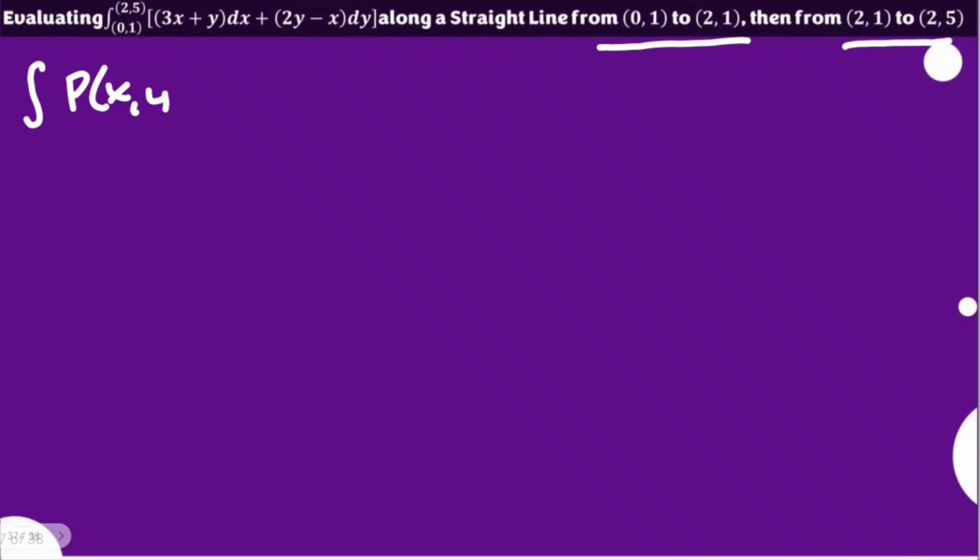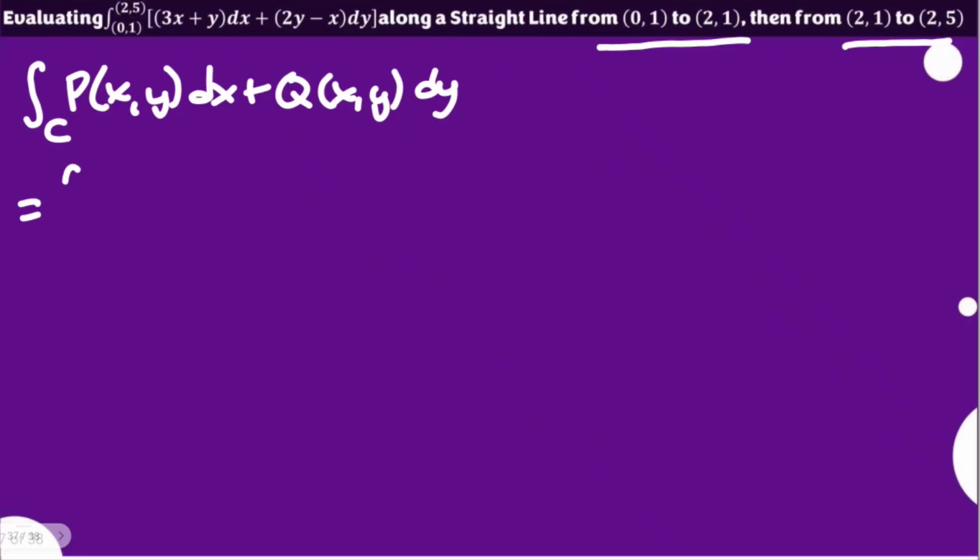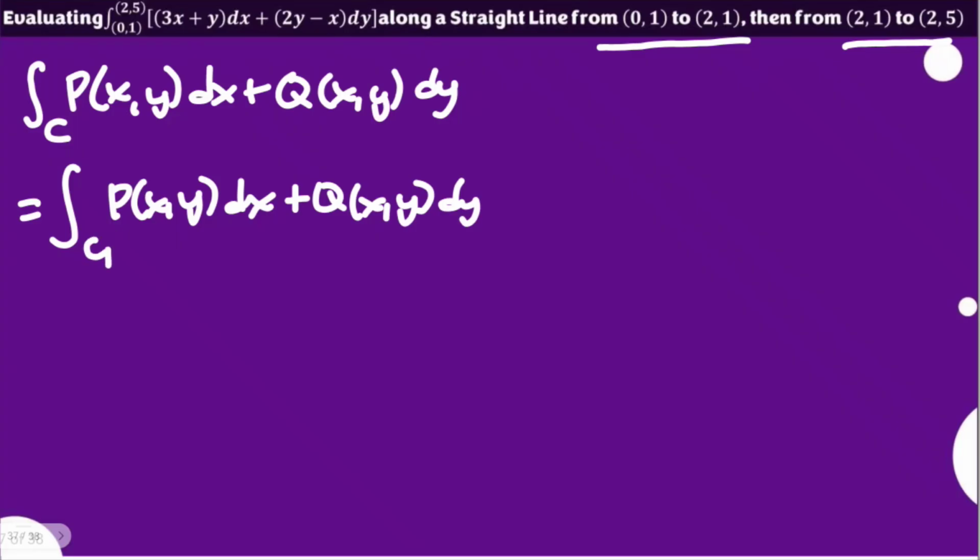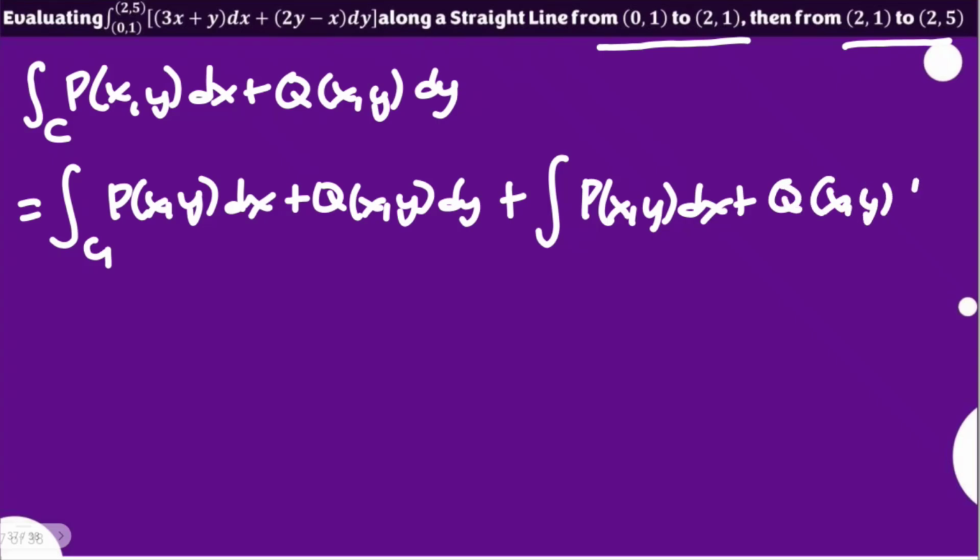p of xy dx plus q of xy dy on our given path can be broken into two different paths. You have your p of xy dx plus q of xy dy along your first path c sub 1, plus you will have here p of the same function xy dx plus q xy dy for your second path. And we can see here that our given path, the entire path, is the union of your c sub 1 and c sub 2.